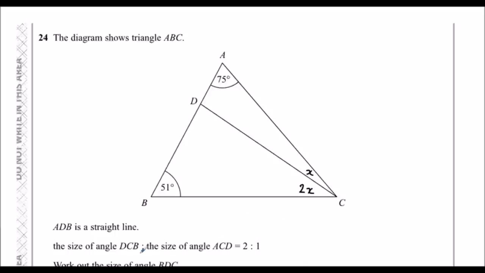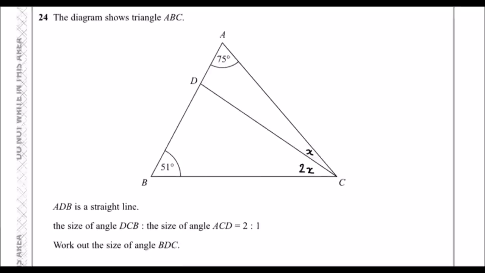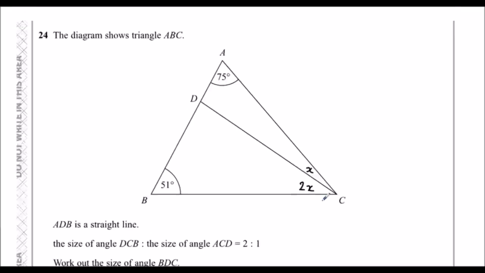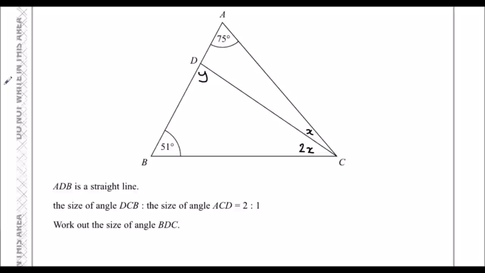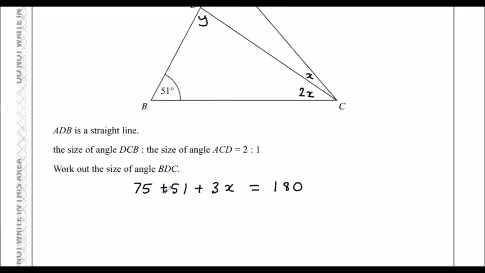It's twice as much. Work out the size of angle BDC. So this is the one that we're working out. I'll call that one y because I just used x. Okay, so we can use the big triangle ABC and say angles in the triangle add up to 180 degrees. So 75 and 51 plus this angle, I'll call it 3x because it's x plus 2x, must equal 180 degrees because angles in a triangle add up to 180 degrees.